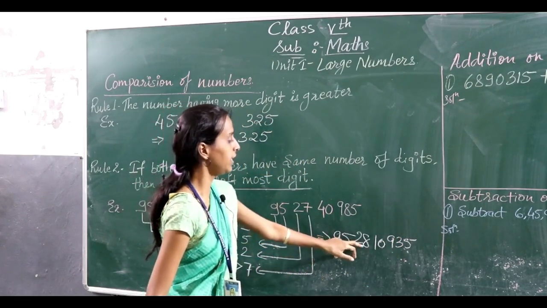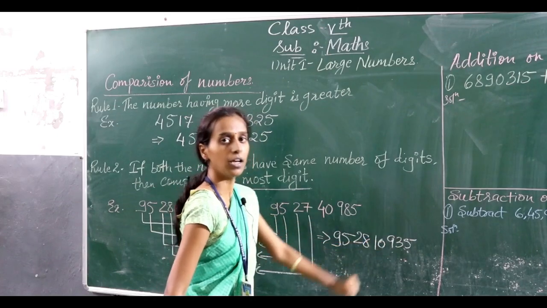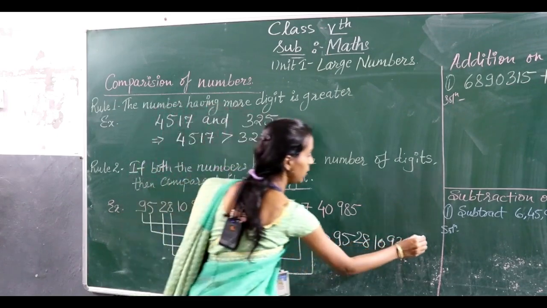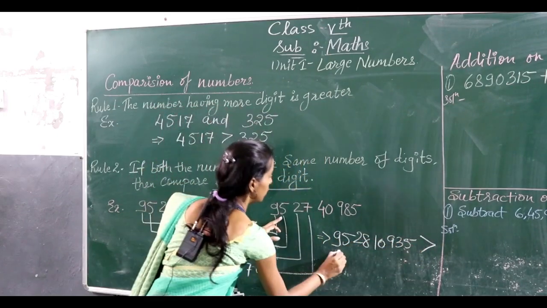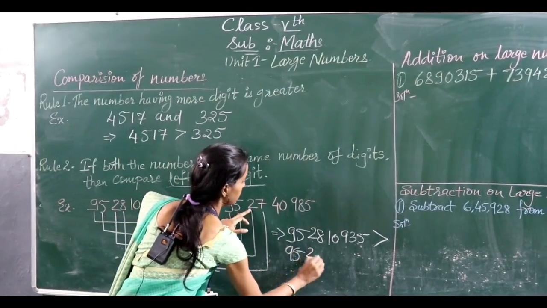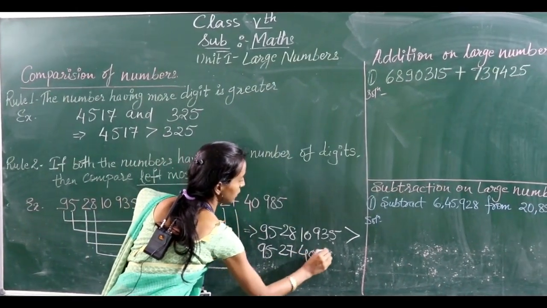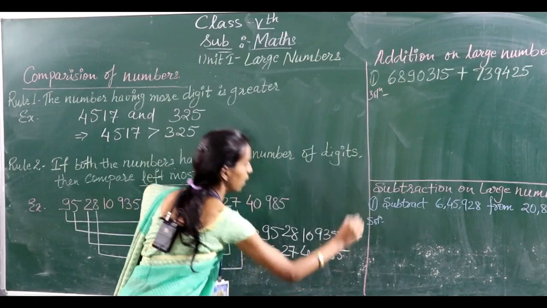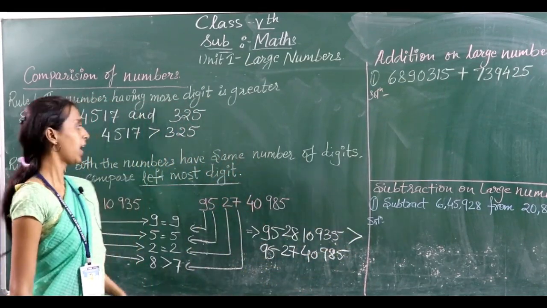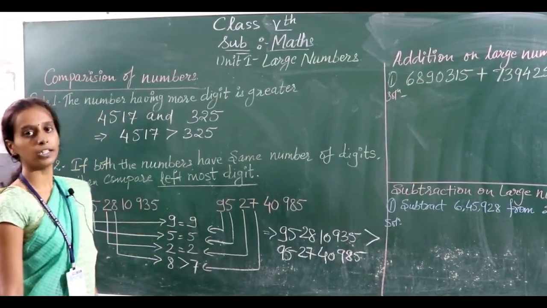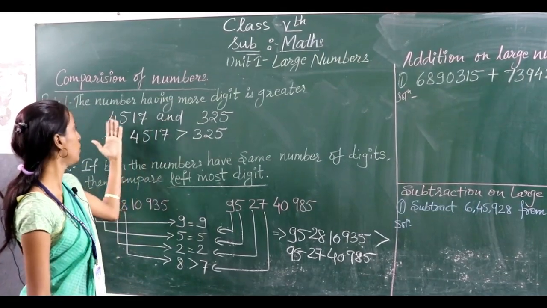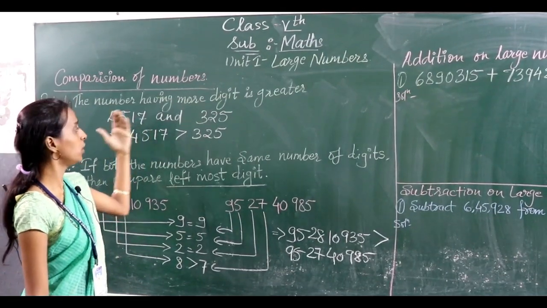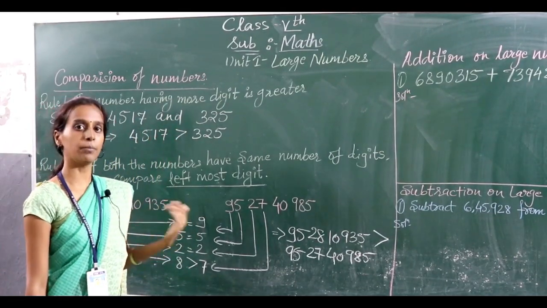95 crores 28 lakhs 10,935 will be greater than 95 crores 27 lakhs 40,985. Okay, I hope these rules are clear to you. It's very easy. First rule, if the number has more digits, then that will be the biggest number.